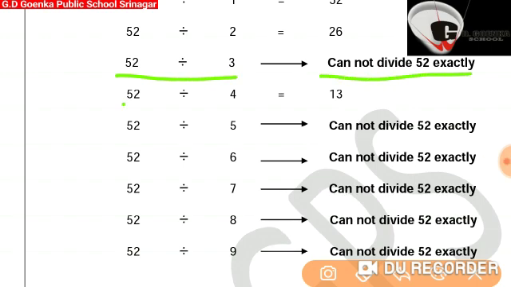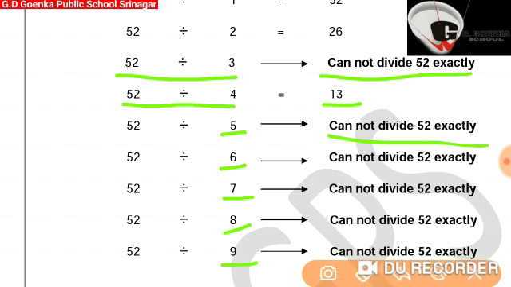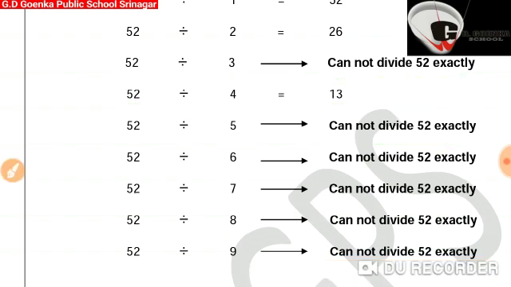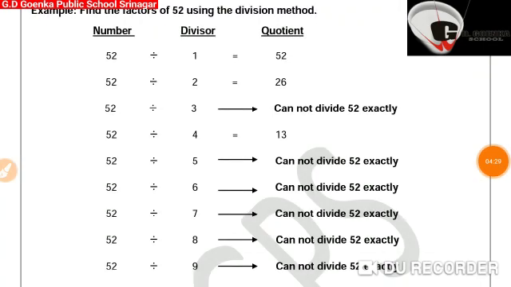Now we'll divide 52 by 4. We'll find the quotient is equal to 13 and 4 exactly divides 52 because the remainder is 0 and the quotient is equal to 13. So I'm going to write 13 here. Then using the same procedure for numbers 5, 6, 7, 8 and 9, we'll see that none of these numbers can divide 52 exactly. So we'll write cannot divide 52 exactly here. So we can see that only a few of the numbers can divide 52 exactly, and those numbers and their respective quotients are the factors of 52.